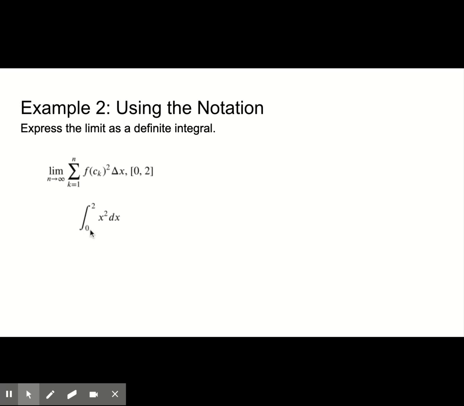The answer is the integral from 0 to 2 of x squared with respect to x, or you can say dx. Pause the video now and record the answer on your capture sheet.